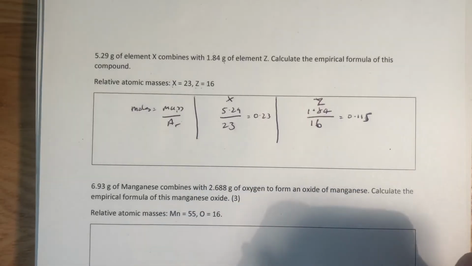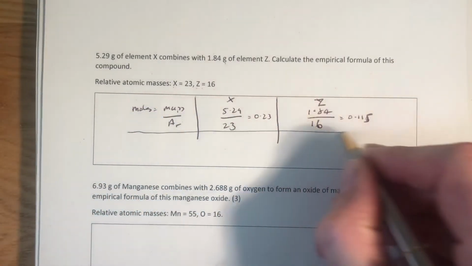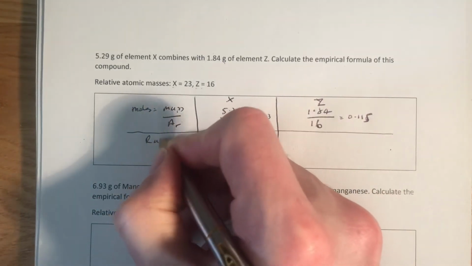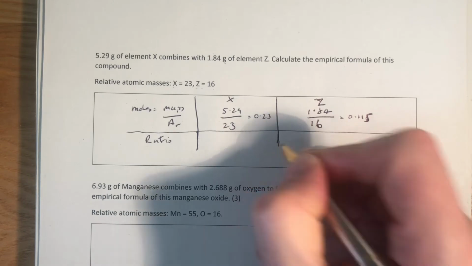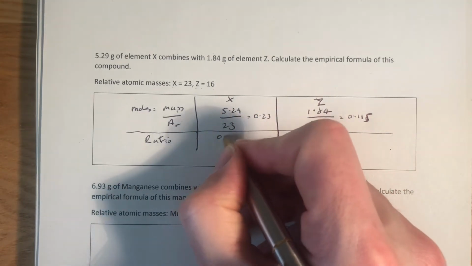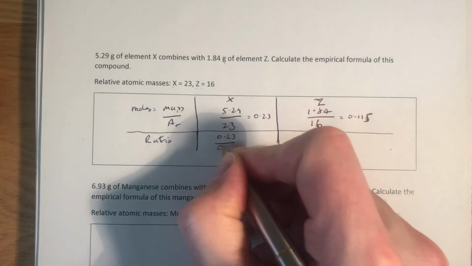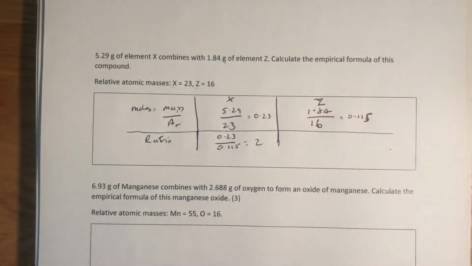And the third and final question is, how many times bigger? What's the ratio? So that's the next thing we need to do. We need to figure out the ratio of X to Z. The way you're going to figure out the ratio is you're going to take the big number, which you've decided is X, and divide it by the little number. So 0.23 divided by 0.115. My mental maths tells me that's 2 straight away.